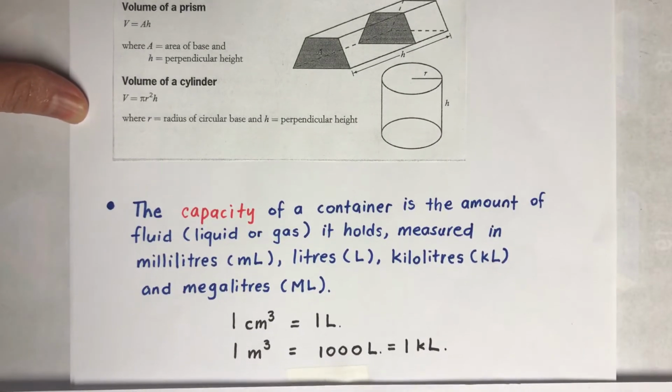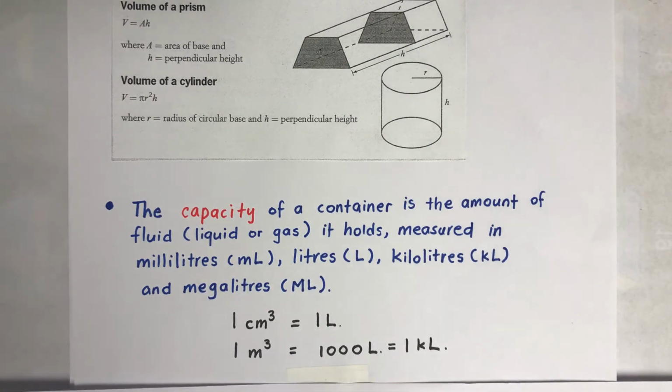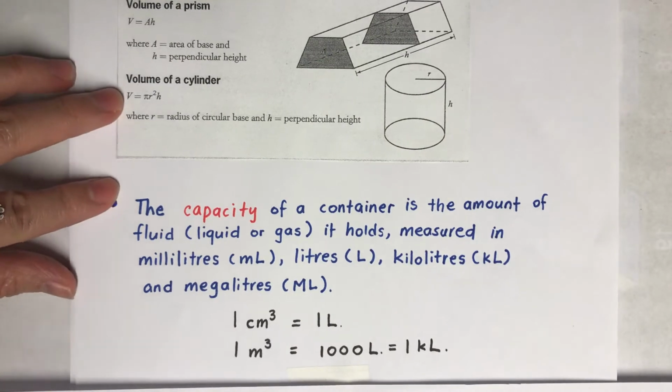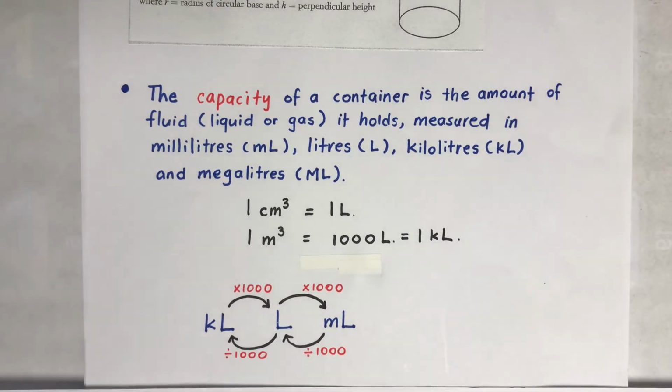Okay, so because we are doing some volumes, we need to think about the capacity of a container, which is the amount of fluid or liquid or gas it holds. So it's measured in milliliter, liter, kiloliter, and megaliter. So now this you need to memorize. 1 cubic centimeter equals 1 milliliter. 1 cubic meter equals 1,000 liters, which is equal to 1 kiloliter. Now the easiest way you can remember this is something like this. I think you've probably done this with centimeters, meters, and kilometers and all that sort of thing as well. So remember, each time the unit changes, it is times by 1,000, or getting smaller will be divided by 1,000.